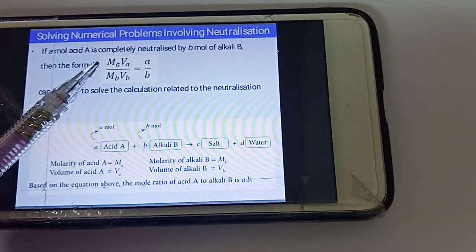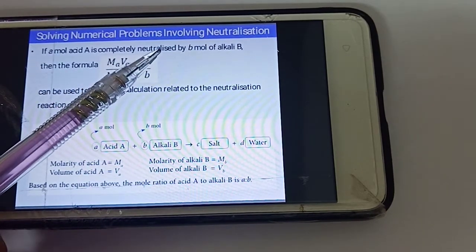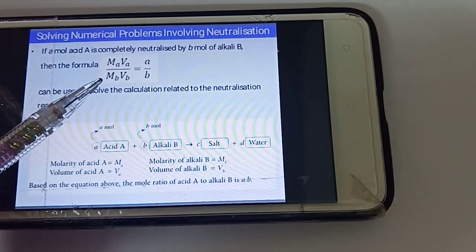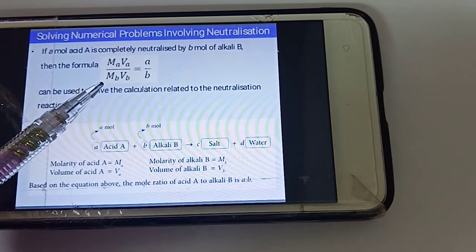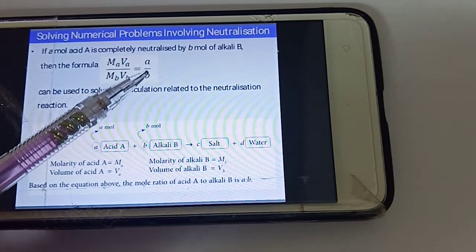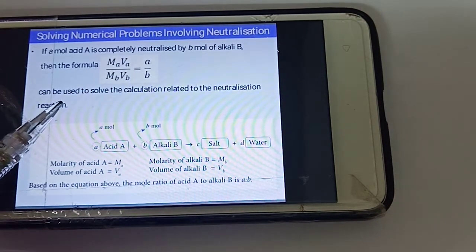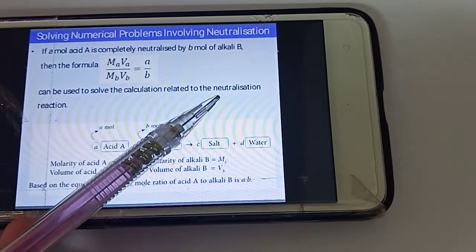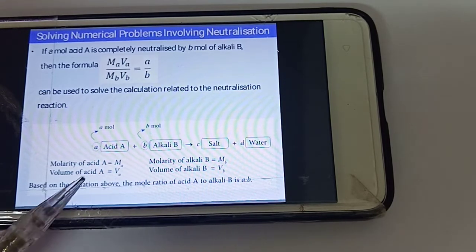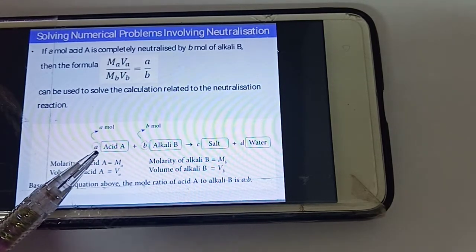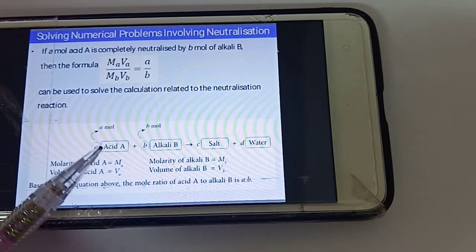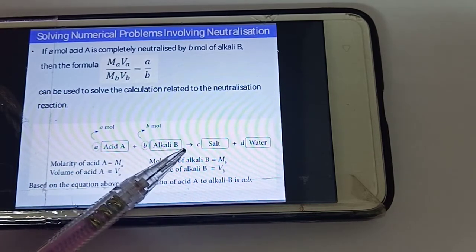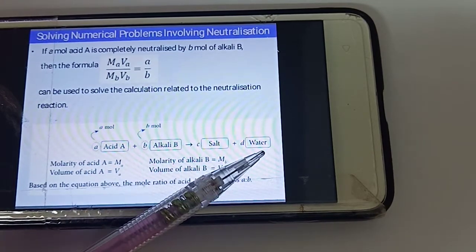If A mole of acid A is completely neutralized by B mole of alkali B, then the formula is MaVa over MbVb equals A over B. So the formula can be used to solve calculations related to the neutralization reaction. So take a closer look at this chemical reaction, almost similar to the ones I showed just now. Acid A reacts with alkali B to produce salt and water.